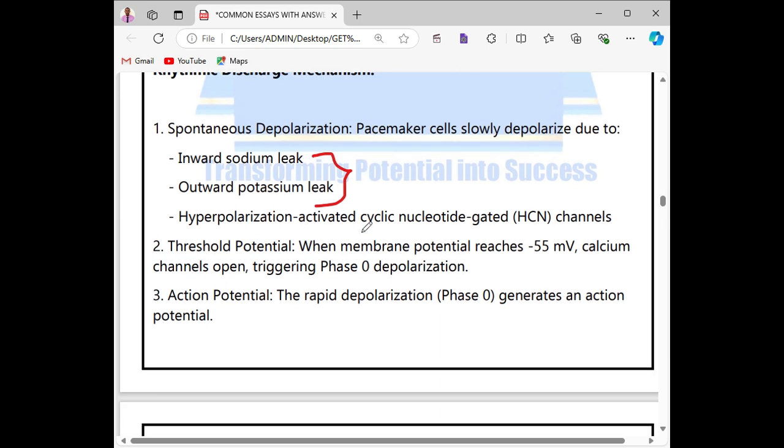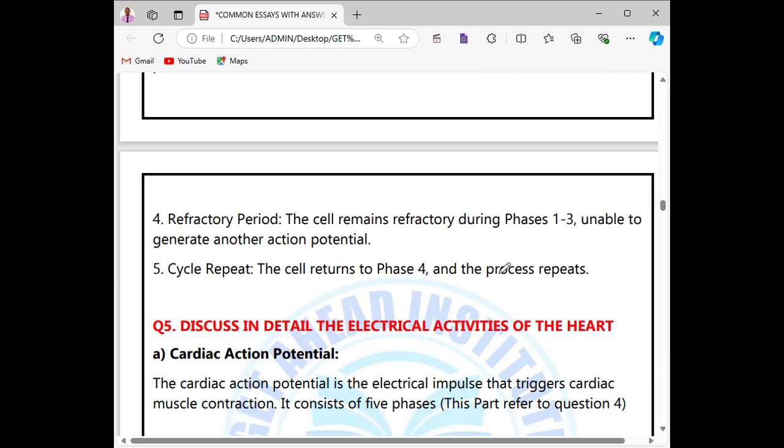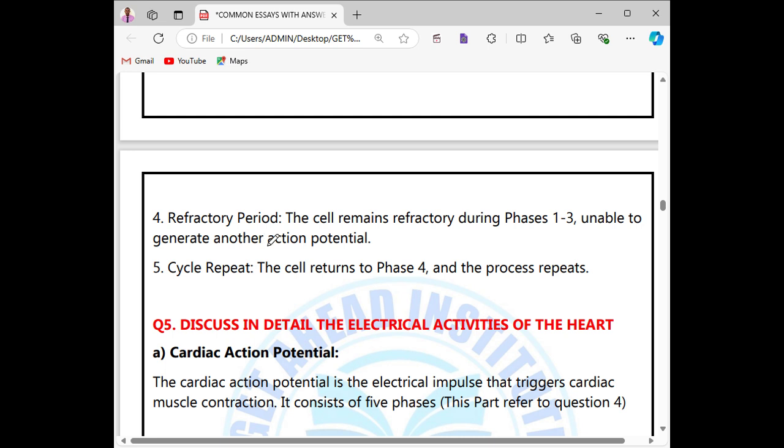Then we have threshold potential. When the membrane potential reaches negative 55 millivolts, calcium channels will open, and the opening of the calcium channels is what triggers phase zero. Then we are going to have an action potential, which is a result of the rapid depolarization that generates the action potential.